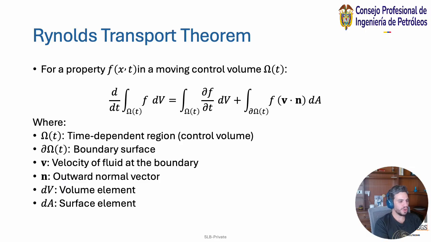So the Reynolds transport theorem basically states that the total accumulation is equal to the local time change plus the net flux across boundaries.